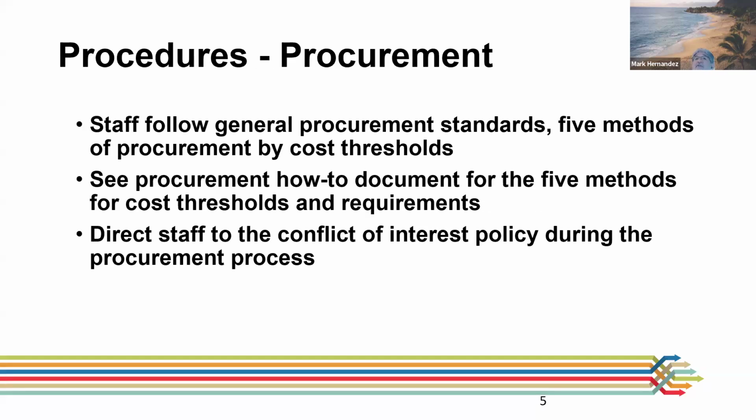Now, our procedure for the procurements is kind of closing the whole process. So you want to make sure that you have something that staff are following, the general procurement standards. What are they? There are 5 standards in there by cost threshold. So you set that up so that anybody working with procurement knows what standard and what part they need to do within those standards for procurement. Some are very detailed, some are not as detailed, and we'll be looking at that in our how-to documents. You see the procurement how-to documents. We're going to show the 5 methods and the thresholds for that.